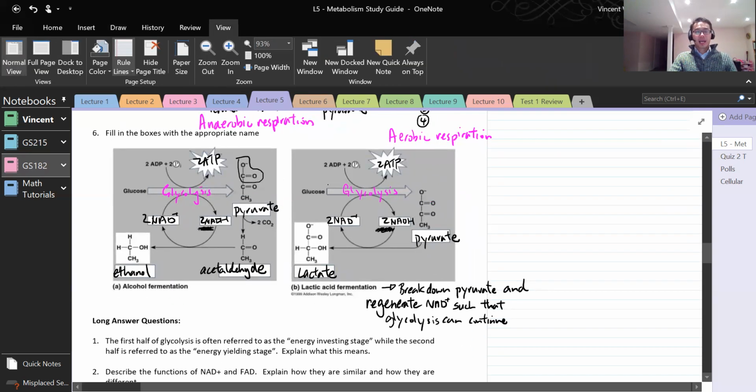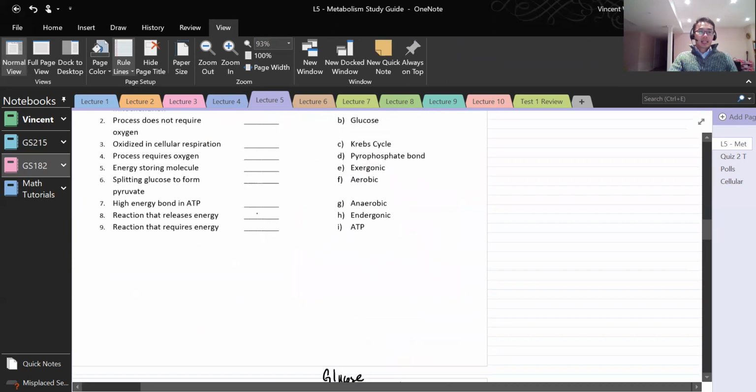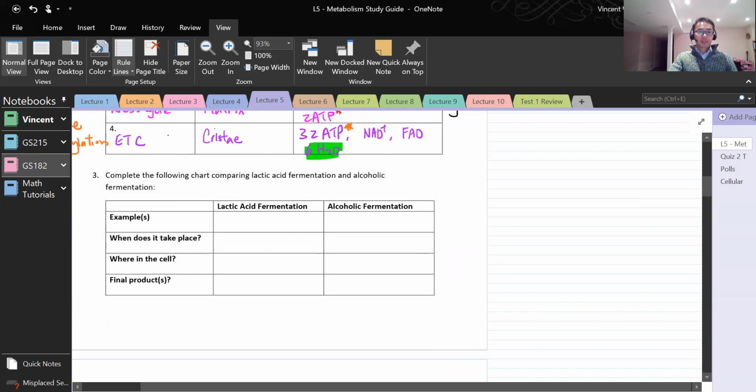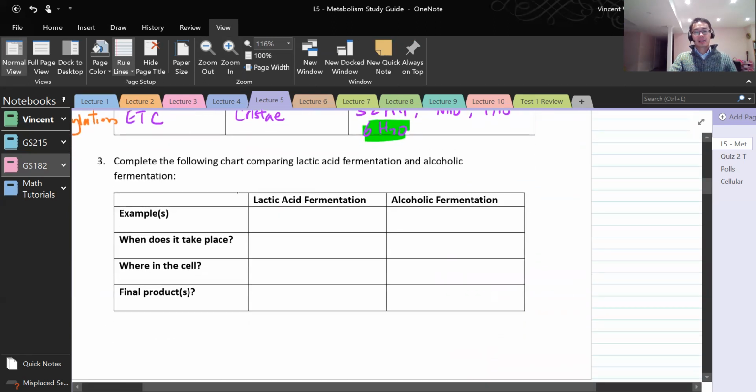So there you have it, anaerobic and aerobic. Let's go up here. We still have one more chart to go. All right, this is just summarizing the information. So lactic acid fermentation examples, that is the muscle, in human cells. When does it take place? When oxygen demand exceeds oxygen supply. Where in the cell does it take place? Cytoplasm. And we generate lactate.